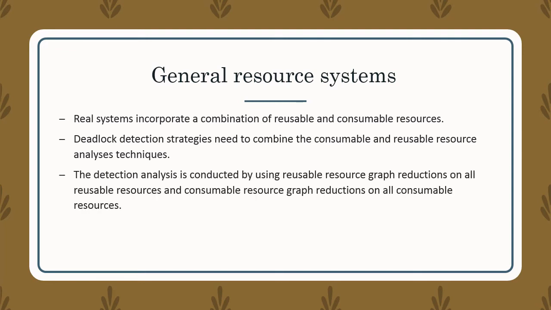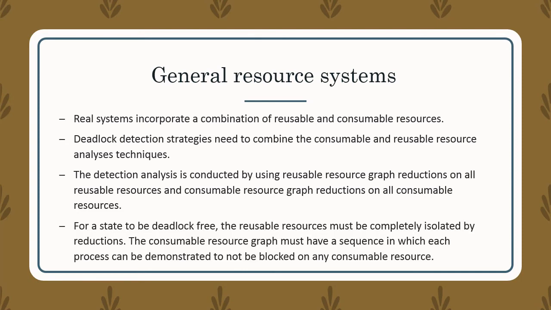The detection analysis is conducted by using reusable resource graph reductions on all reusable resources and consumable resource graph reductions on all consumable resources. For a state to be deadlock free, the reusable resources must be completely isolated by reductions. The consumable resource graph must have a sequence in which each process can be demonstrated to not be blocked on any consumable resource.